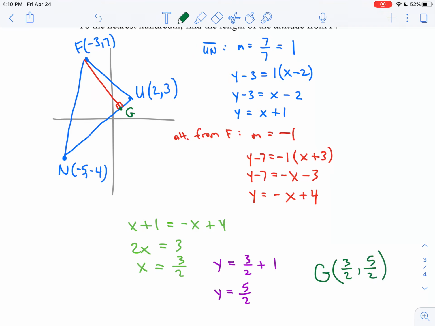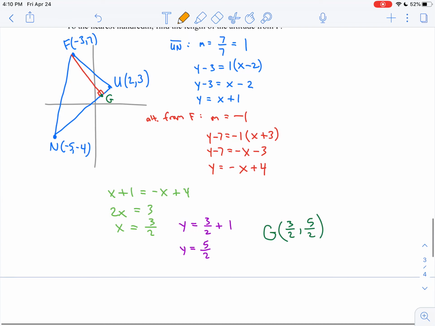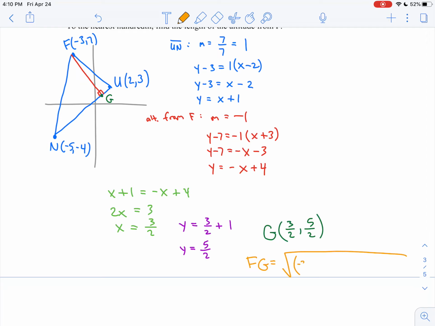To finish the problem, it is asking for the length of segment FG. So you know that's going to be your distance formula or Pythagorean theorem. I ran out of room, so I'll just start right down here under it. Distance formula from lesson 9.5: the square root of (x1 minus x2) squared plus (y2 minus y1) squared.